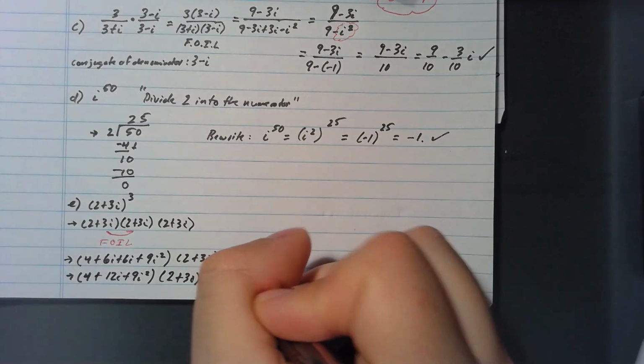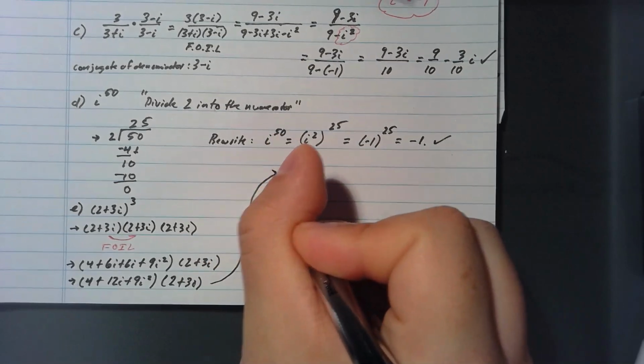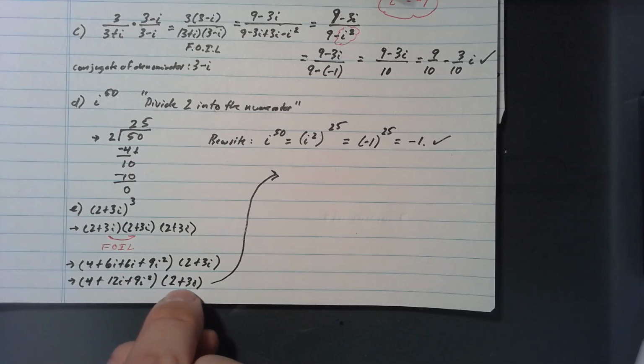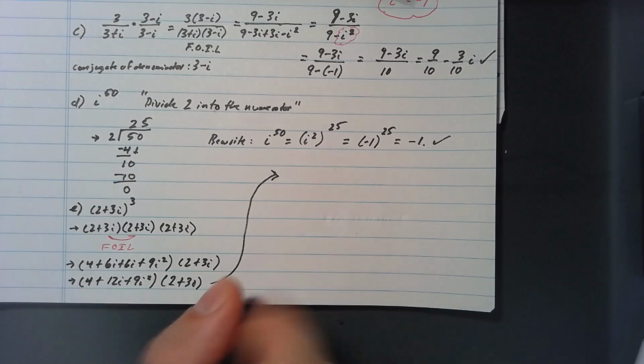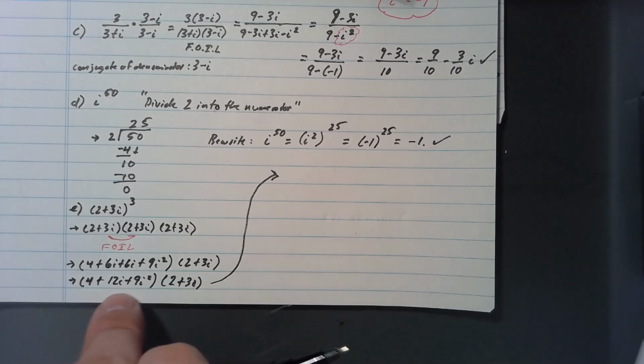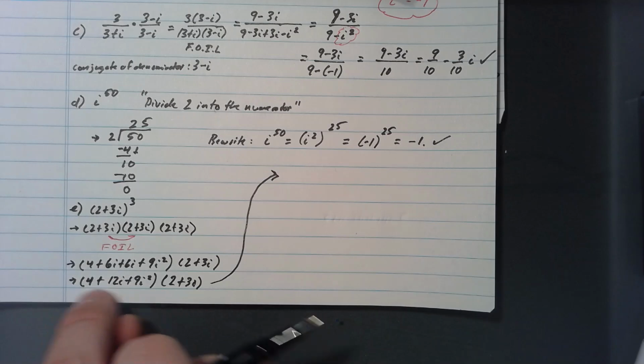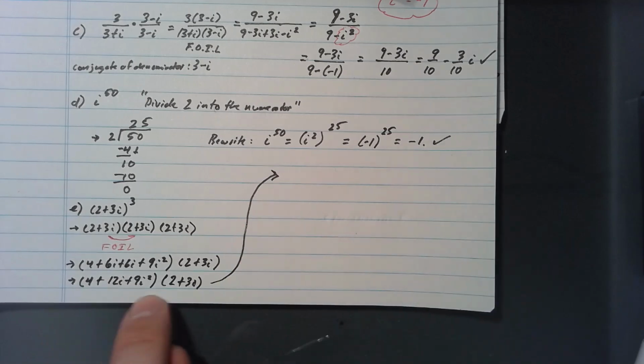Now it might be tempting to replace this i squared with -1, but we're going to hold off on that. I want to distribute the 2 plus 3i to all three terms here. I'll do the replacements later. So I'm going to multiply the 2 by 4, 12i, and 9i squared, and then multiply the 3i by the 4, 12i, and 9i squared. You're going to multiply each term in here by each term in here. So you're going to get 6 terms when you're all done with this product.